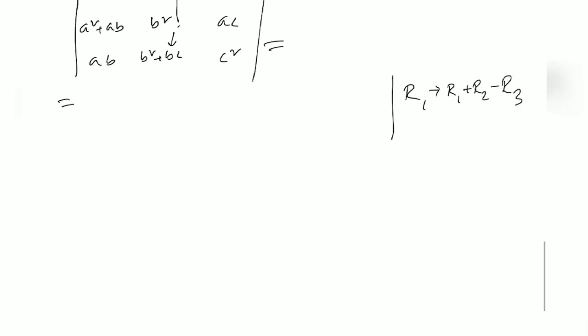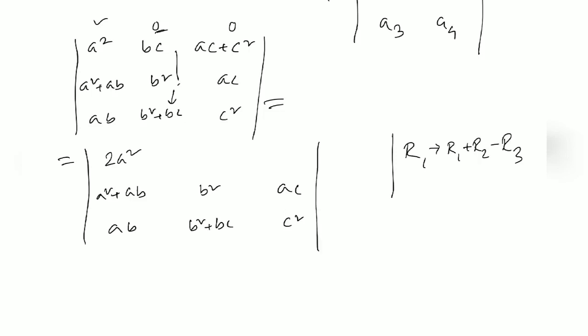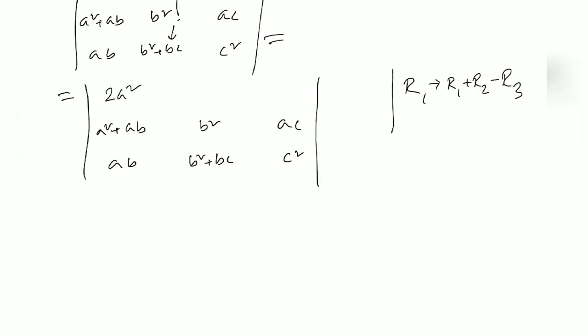Now that we have to find the value of this determinant, we will apply some elementary operations. So we have R1 changed to R1 plus R2 minus R3, which will give us 2a square plus ab, and then ab. In the second column we have b square plus bc, and ac and c square, because they will remain unchanged. The only operation that has occurred is in the first row.